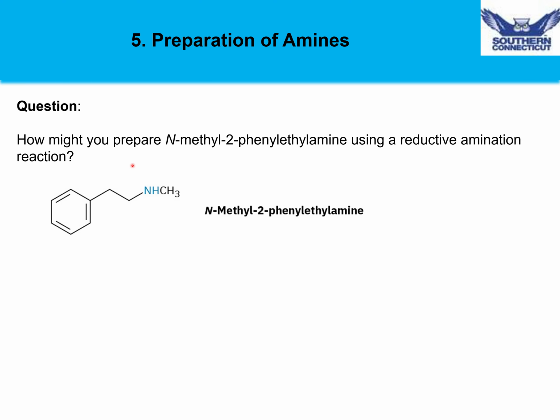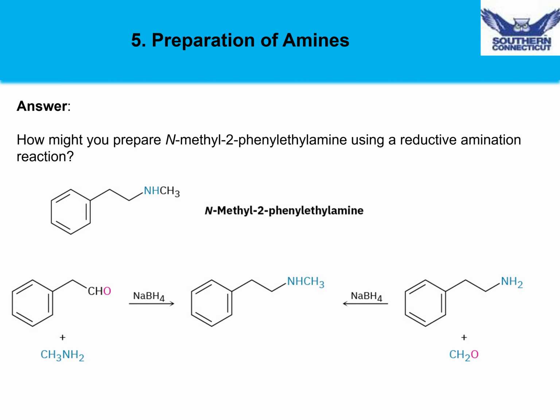In this question, we want to predict which reactants we would use to make N-ethyl 2-phenylethylamine, which is shown here, through a reductive amination reaction. Reductive amination reactions generally combine an amine or ammonia with either an aldehyde or a ketone. And after reduction, we end up with an amine that has an extra alkyl group compared to the amine that we use to synthesize the product from the reaction.